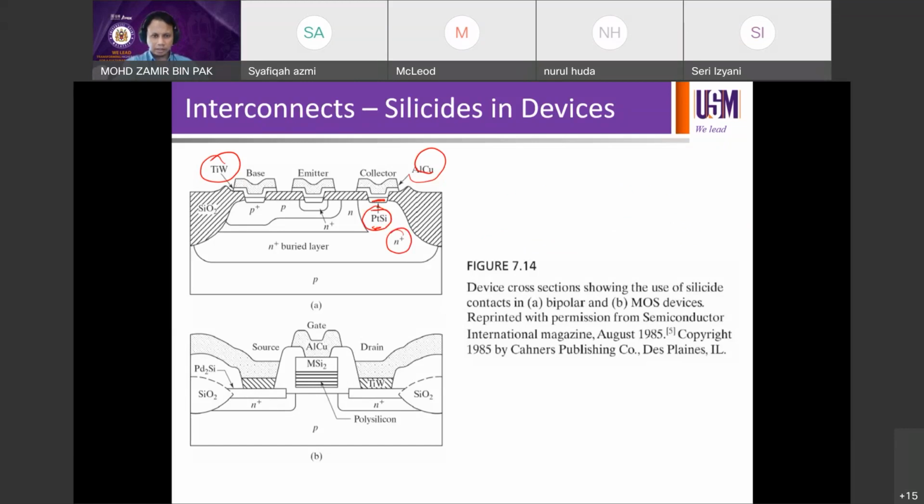On the other hand, the next example is for MSI and palladium, right? For bipolar and MOS devices. These are some of the examples.